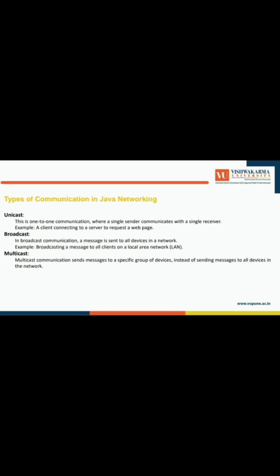Next point is types of communication in Java networking. First is unicast. This is a one-to-one communication method where a single sender communicates with a single receiver. For example, a client connecting to a server to request a web page. Second is broadcast. In broadcast communication, a message is sent to all devices in a network. For example, broadcasting a message to all clients on a local area network.